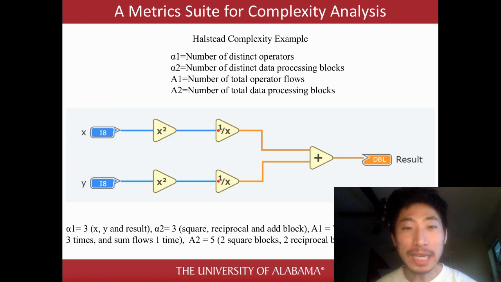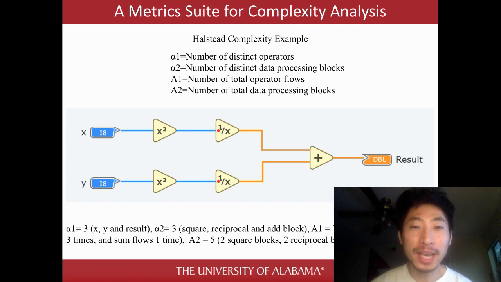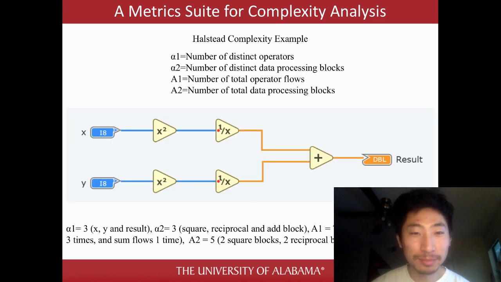And A2 is the number of total data processing blocks. We have 5 total blocks here: 2 square blocks, 2 reciprocal blocks, and 1 sum block. And after these 4 basic metrics, we can calculate another 5 metrics based on these 4 basic metrics.